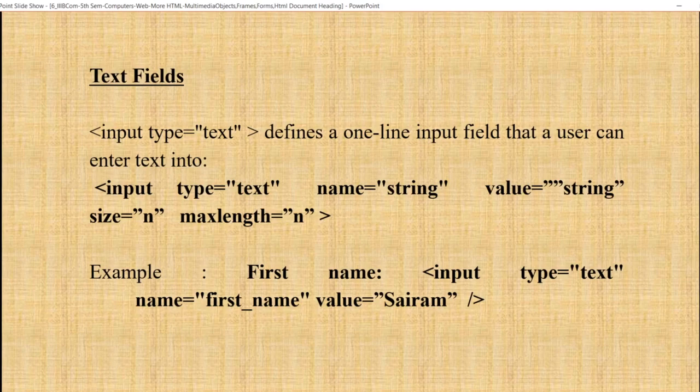Size allows you to specify the width of the text input control in terms of characters. Max length allows you to specify the maximum number of characters a user can enter into the text box. Type text provides the type of the text. Name provides the name of the text. Value is the initial value that is placed inside the text field.